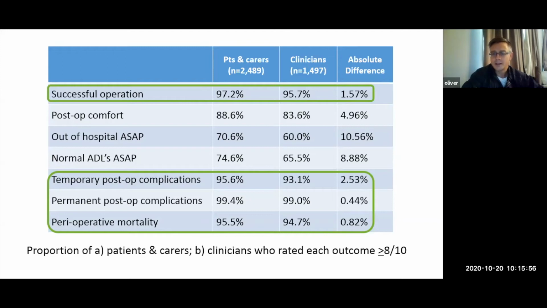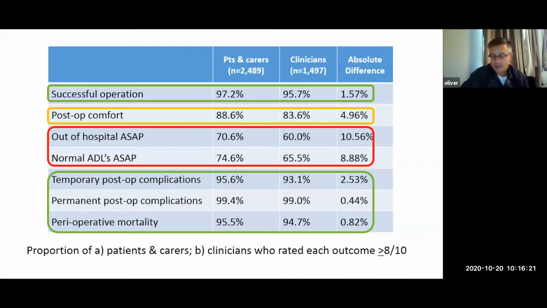When we come to the patient-centered side of things, though, you'll see that those differences between patients and carers and clinicians start to get a little bit wider. So the overall rating of post-operative comfort in terms of importance was a little bit lower in both groups, but you can see there's now a 5% difference between patients and carers and clinicians, with patients and carers being more interested in that as an outcome measure than clinicians were. And when you get down to getting back to normal activities as soon as possible and getting out of hospital as soon as possible, these differences open up even more. And you can see that the overall ratings are lower in both groups, but the difference is greater.